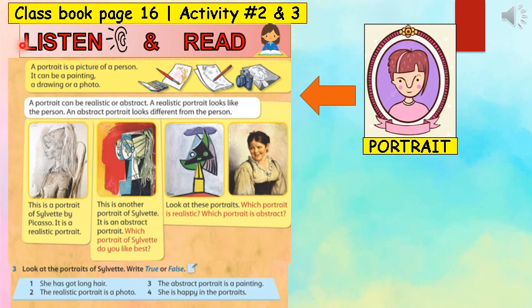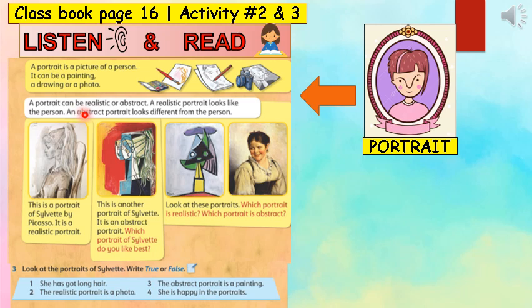Look at this. A portrait is a picture of a person. It can be a painting, a drawing, or even a photo. Okay. It's a picture of a person, okay? Portrait can be realistic or abstract. A realistic portrait looks like the person. An abstract portrait looks different from the person.